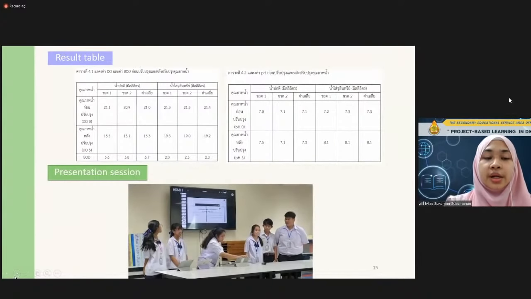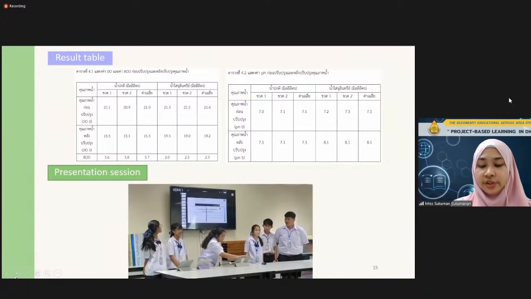So this is the result table of the students. They measure DO and BOD before and after they treat with the two species of bacteria, and they also show the pH before and after. As you can see here, the quality of the water is better than before the treatment. In the picture below, this is the presentation session of the students.